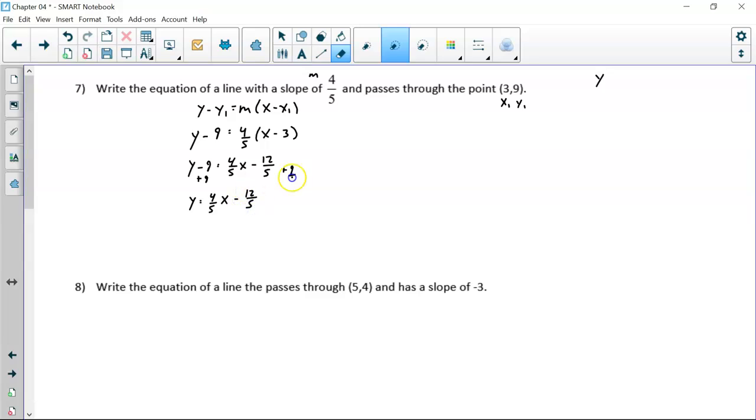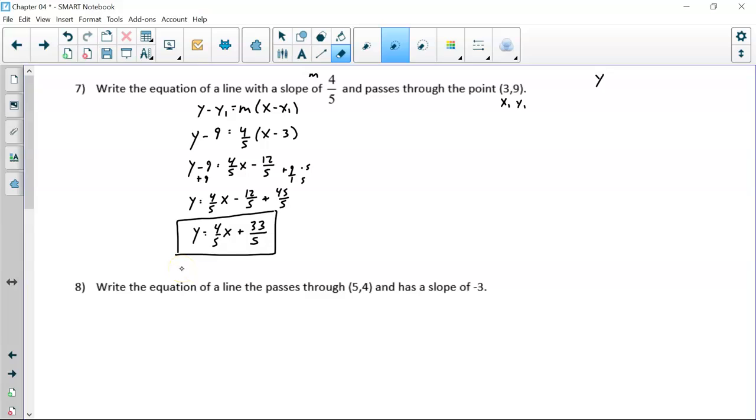And now that's a 9 over 1. So to get a common denominator, we're going to multiply by 5 over 5. So it's going to be plus 45/5. So y equals 4/5 x, -12 plus 45 is a positive 33 over 5. There's our equation. Just another way to write the equation of a line, another way to find the equation of a line.